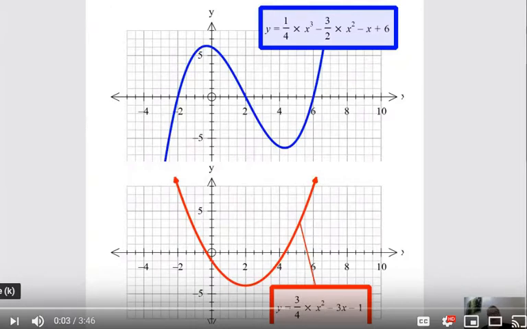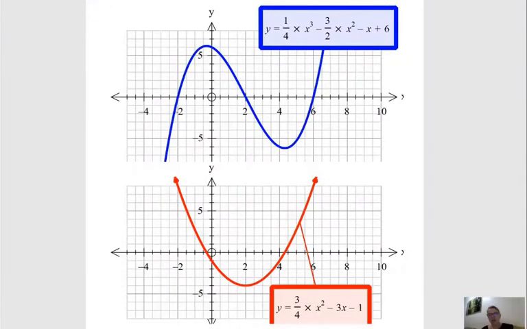We're going to have a look at how the graph of a derivative relates to the graph of the function. At the top here, I have a cubic function, and below it, I have the graph of the derivative. So my derivative function is going to be a quadratic. But what I want to do is look at the key points.